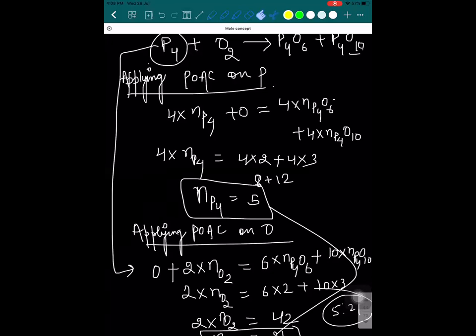Any doubt till here? Shall I proceed further? Isn't it? Okay. Will you do the POAC questions in the future? Yes or no? Chalo, the next question, please write it down.